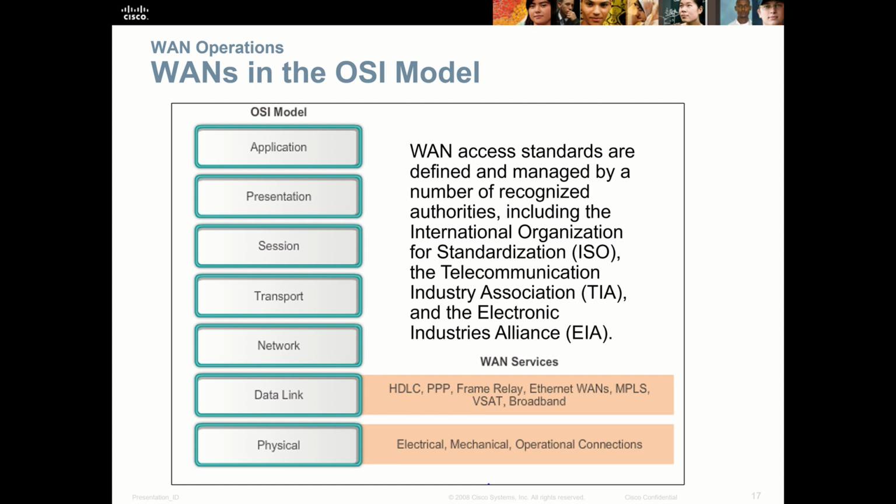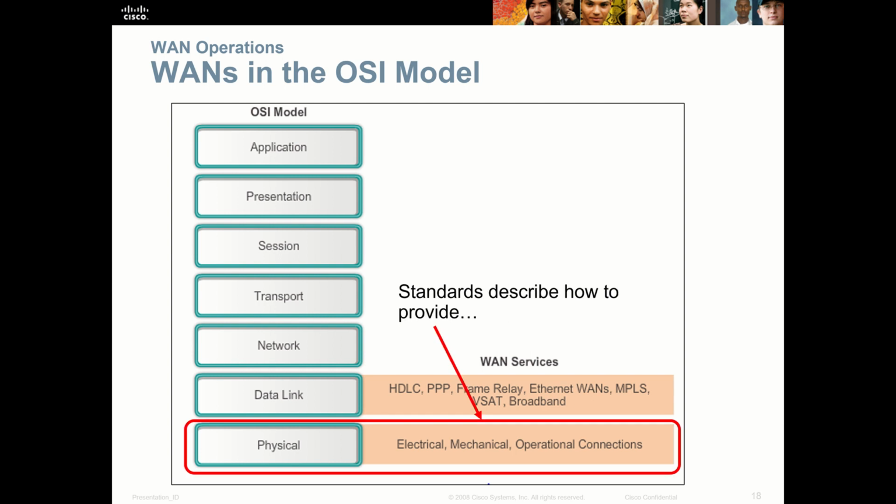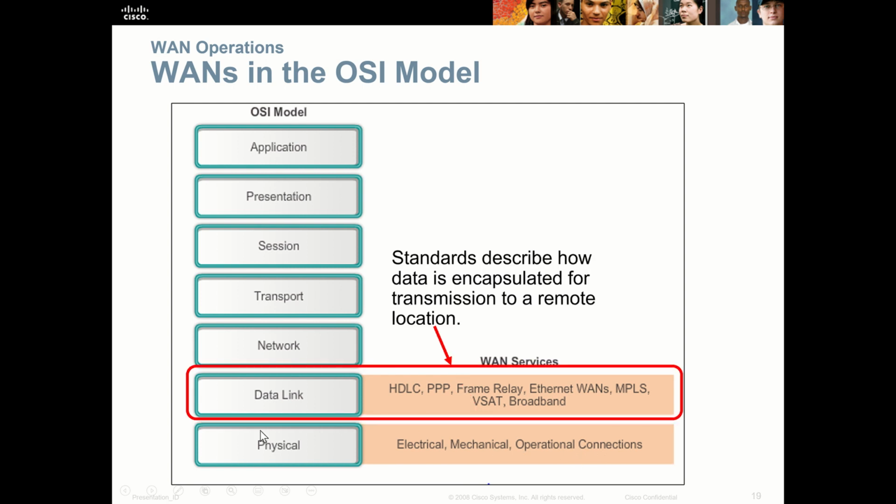So WAN access standards are defined and managed by a number of recognized authorities, including the International Organization for Standardization (ISO), TIA, and also EIA. Basically, the standards describe how to provide the electrical, mechanical, and also operational connection on the physical layers.